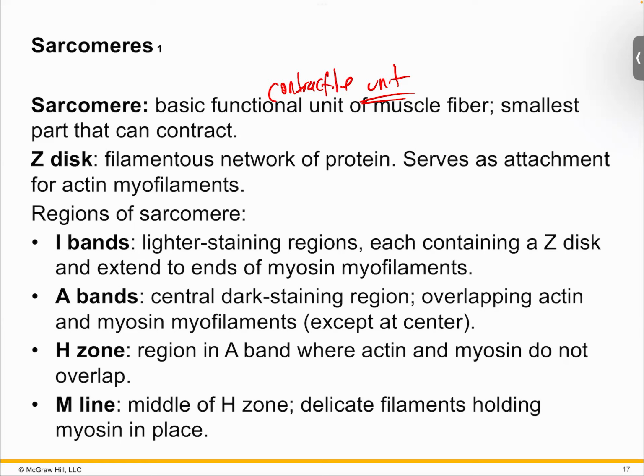We start first with what's called the Z disc or the Z line. And basically what the Z line is, is like a network of protein. It's kind of like a wall that defines the boundaries of a sarcomere. So for instance, one sarcomere to the next is defined by one Z line to the next.